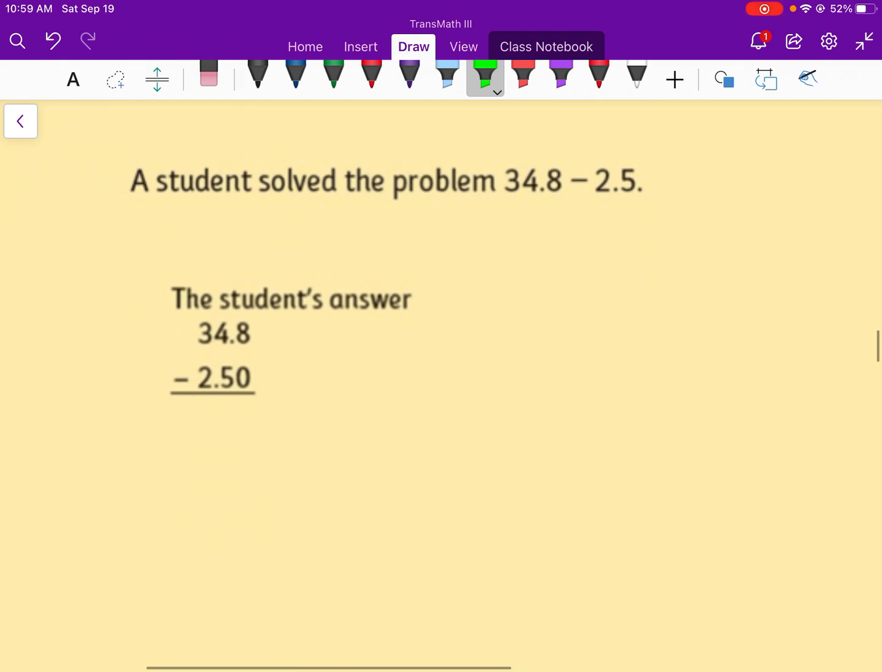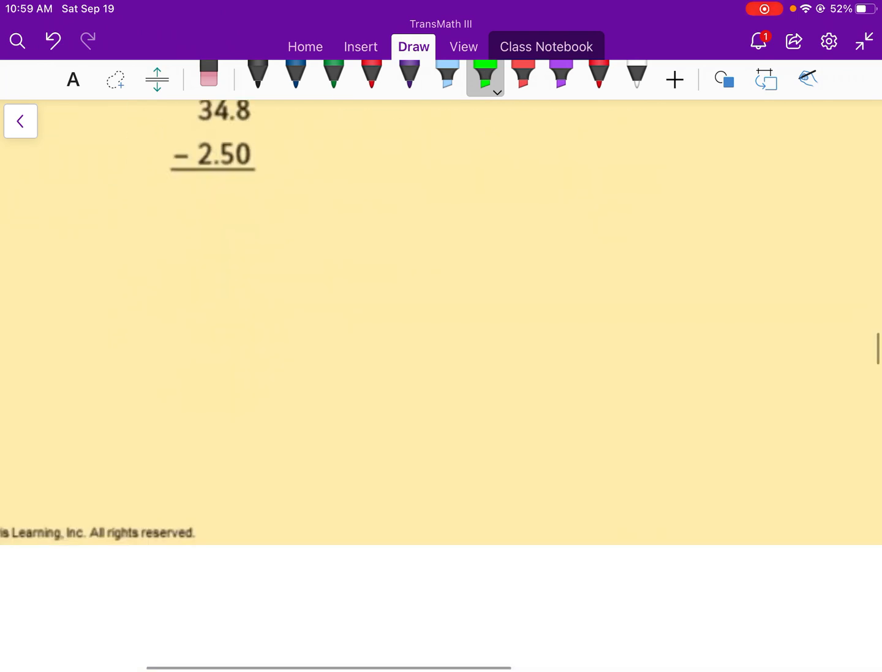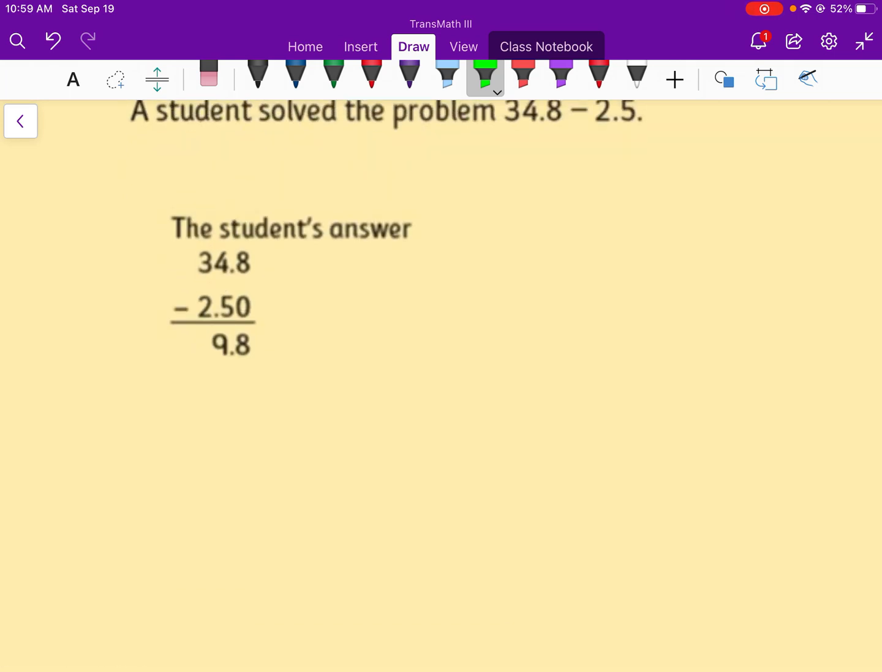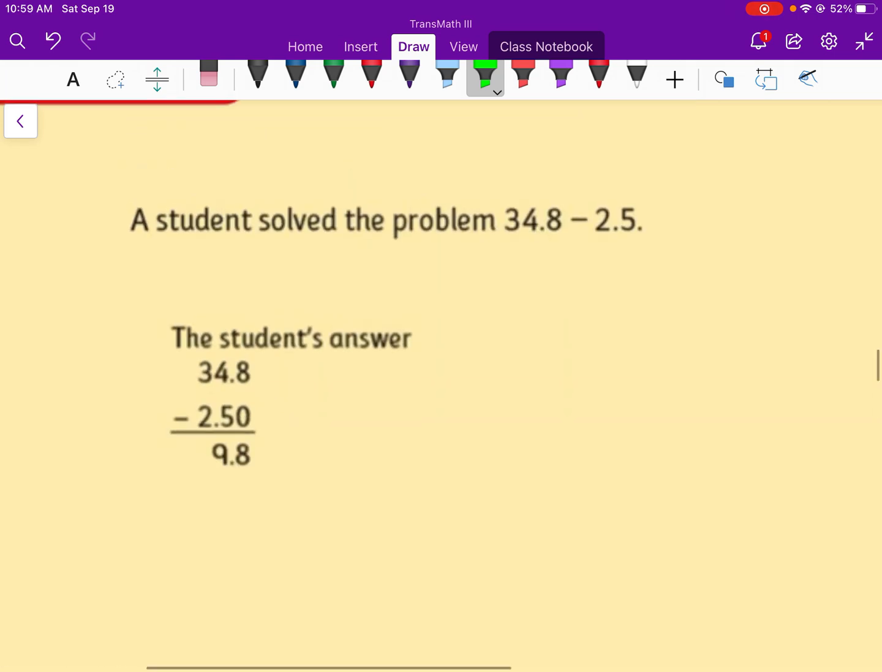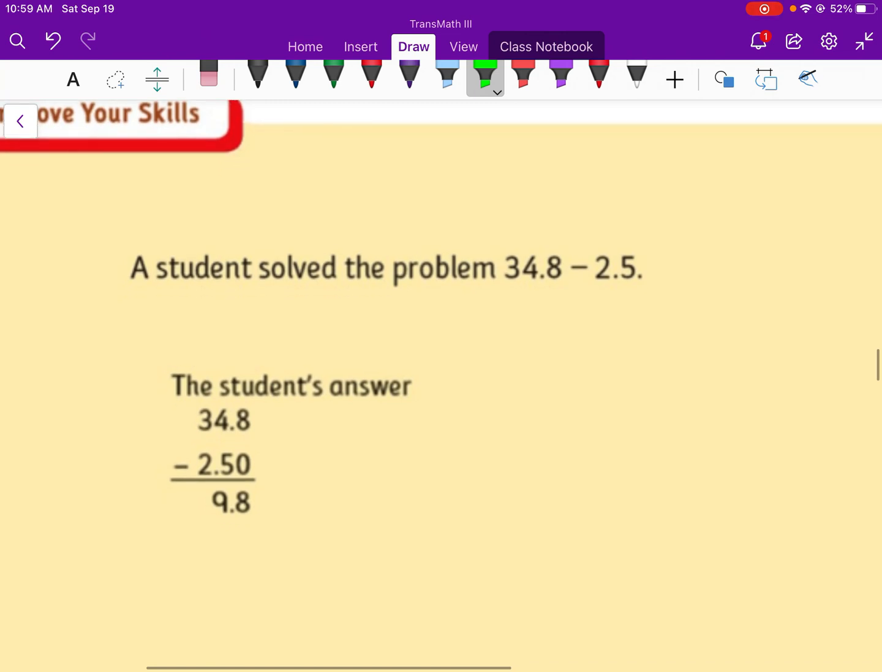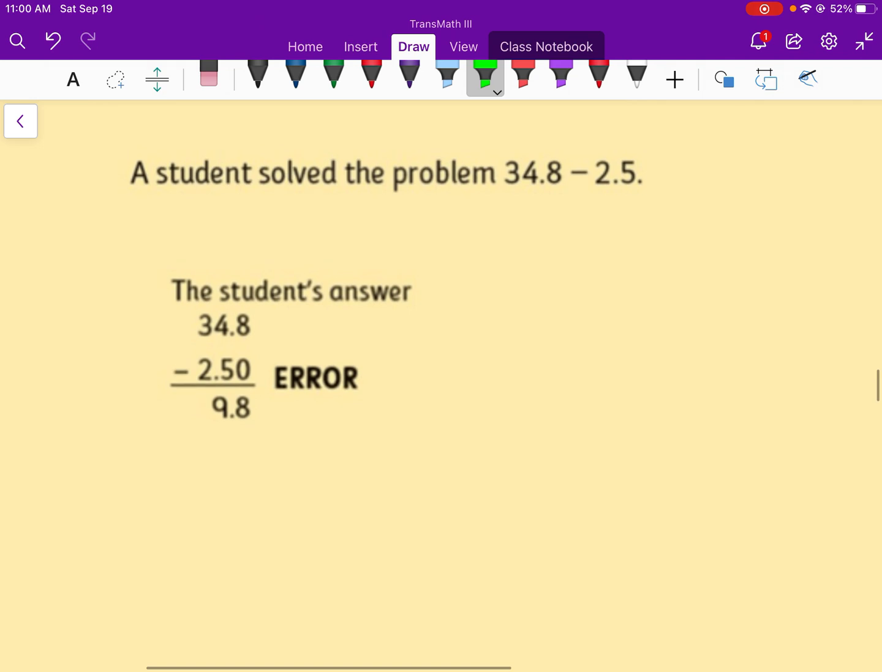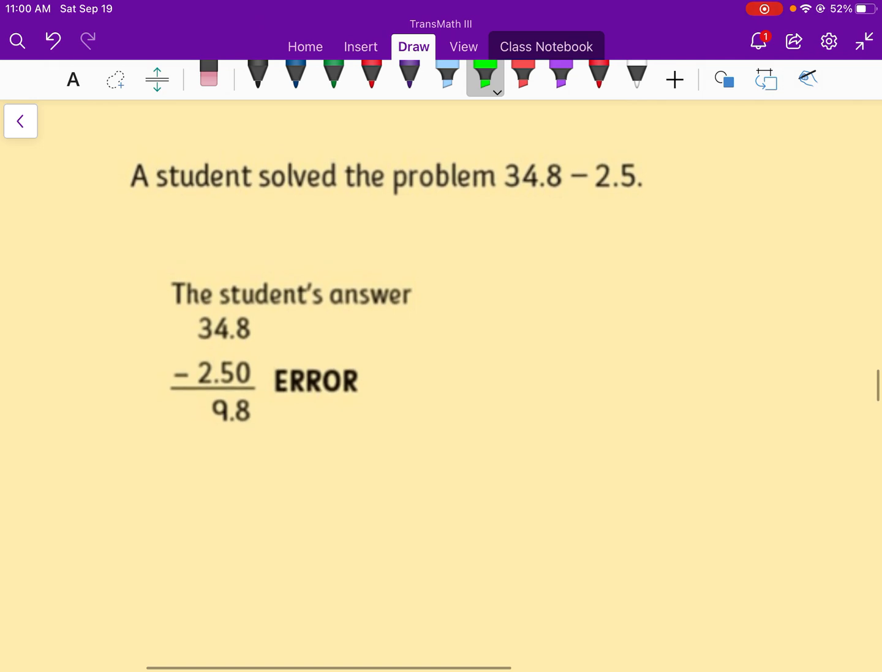So we have a student that we had solve a subtracting problem, and they're going to get 9.8. So the question is, is there an error in the work? When we look at it, yes, there is. And the error is what we've just been talking about. When we add and subtract decimals, we need to line up the decimal. And if you notice, he does not have the decimals lined up.